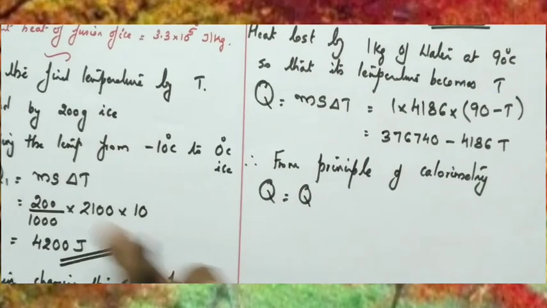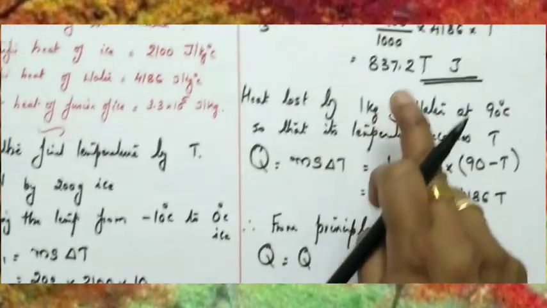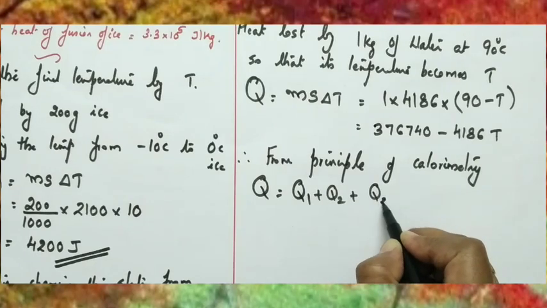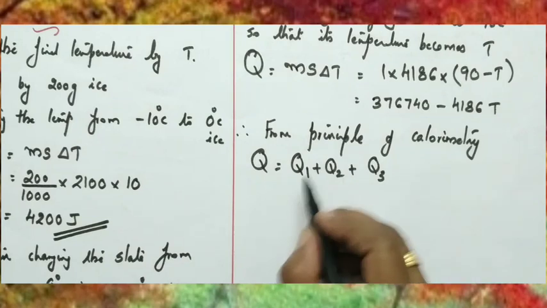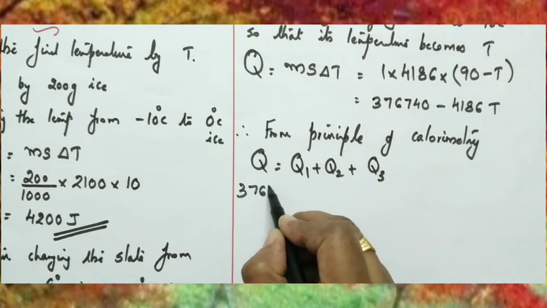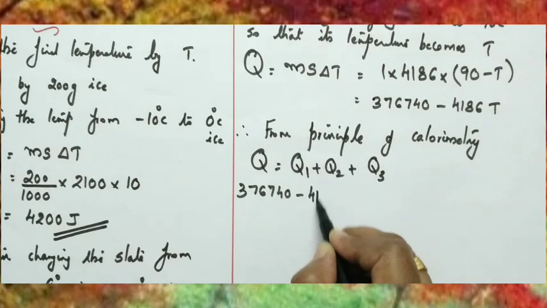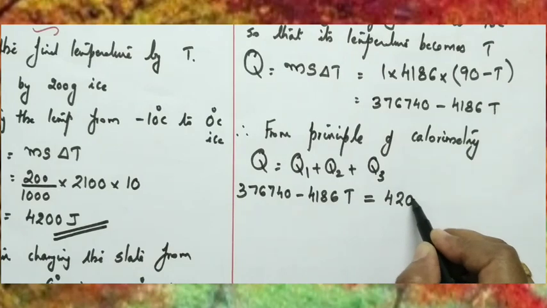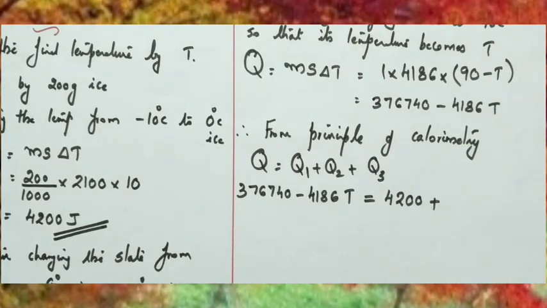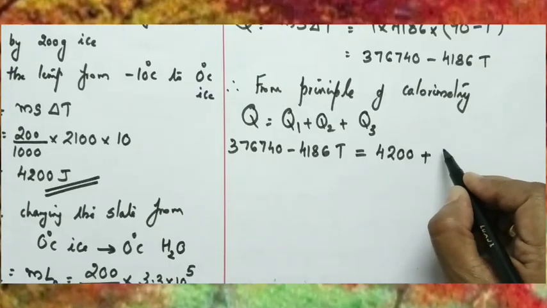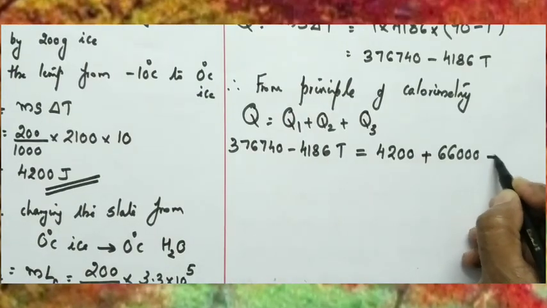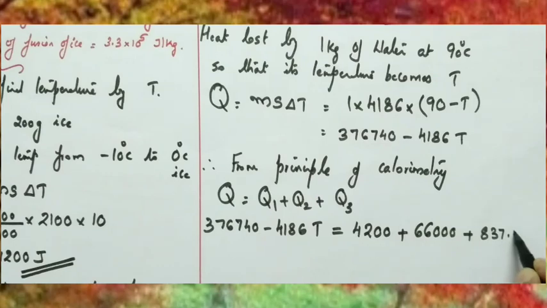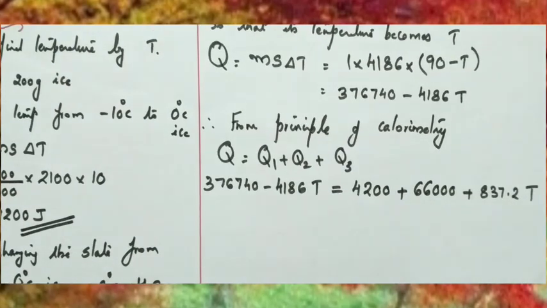So we can write heat lost, that is Q, equal to heat gained. What are the values of heat gained? Q1 plus Q2 plus Q3. Clear? So Q equal to Q1 plus Q2 plus Q3. You can substitute. What is the value of Q? This one, 376,740 minus 4186 T, equal to, what is the value of Q1? 4200, plus what is the value of Q2? Q2 is equal to 66,000, plus what is the value of Q3? 837.2 T.